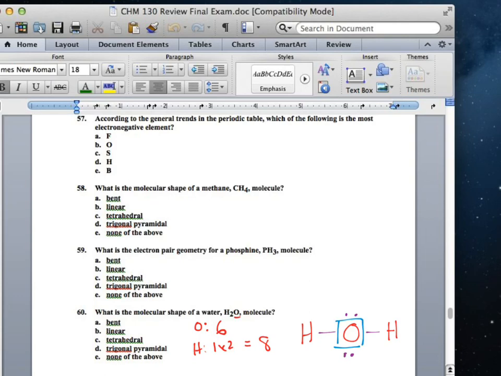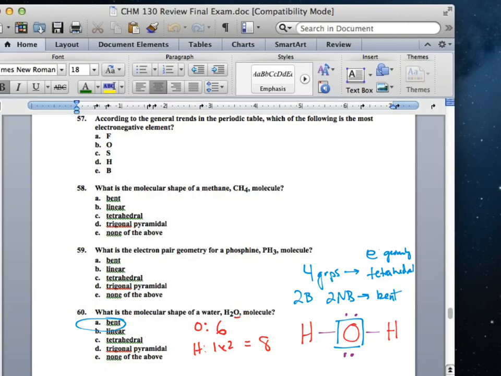We have to look at the electron groups around our central atom. What are the electron groups around oxygen? How many groups of electrons are there? 4 groups of electrons, which means in electron geometry, tetrahedral. How do we get to our molecular geometry? Our bonding versus non-bonding. We have 2 bonding, 2 non-bonding. That means the bent shape is our correct answer.